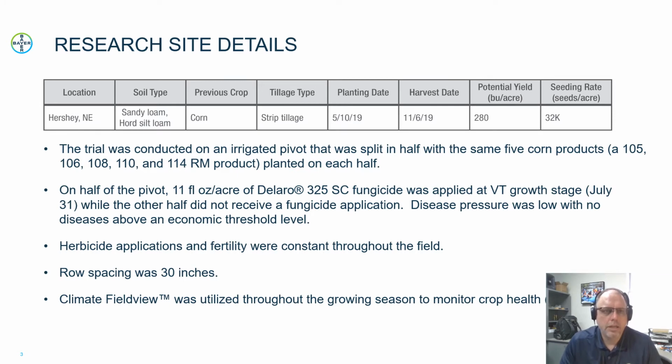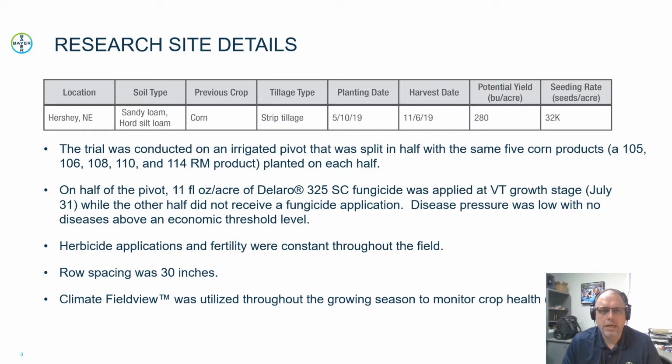Near Hershey, Nebraska, the soil type was a sandy loam, and the previous crop was corn. It was strip tilled. The planting date was May 10th of last year, and the harvest date was November 6th. The potential yield was 280 bushels per acre with a seeding rate of 32,000. Back to the soil types, you'll notice it says sandy loam and then a Hord silt loam, so there was some variability on that pivot with respect to soil types.